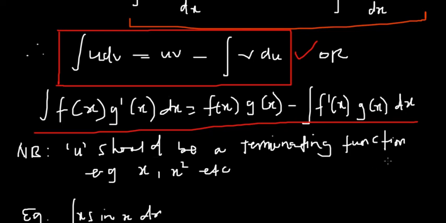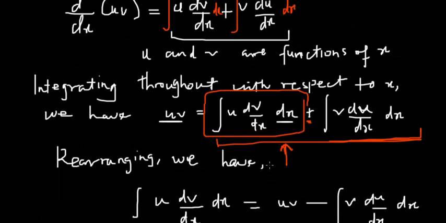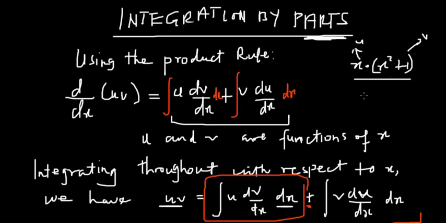So let's look at what terminating functions are. Terminating functions are functions like x squared, x cubed. Those are terminating functions. And note that whenever you are choosing u, from here you notice that I chose u to be x. X is a terminating function. That's why I chose that as u.